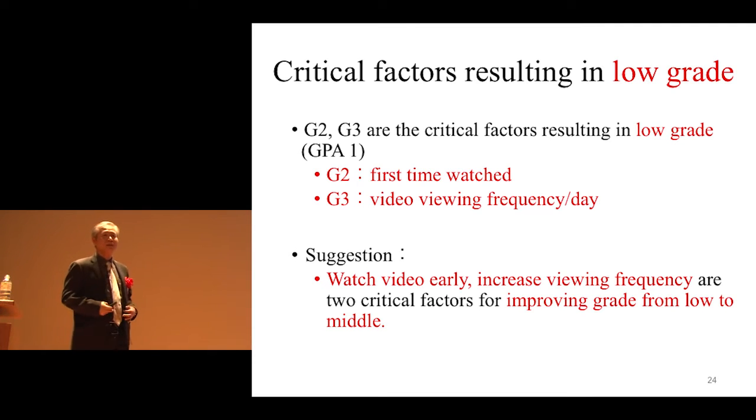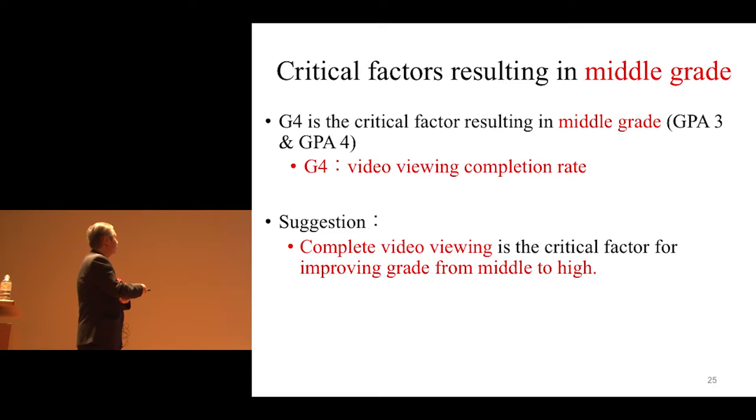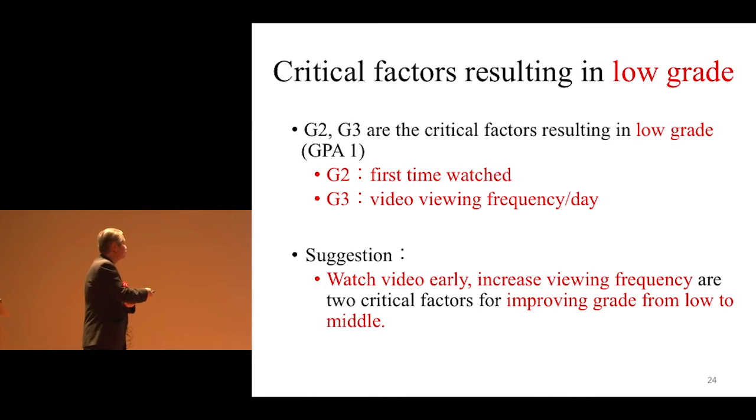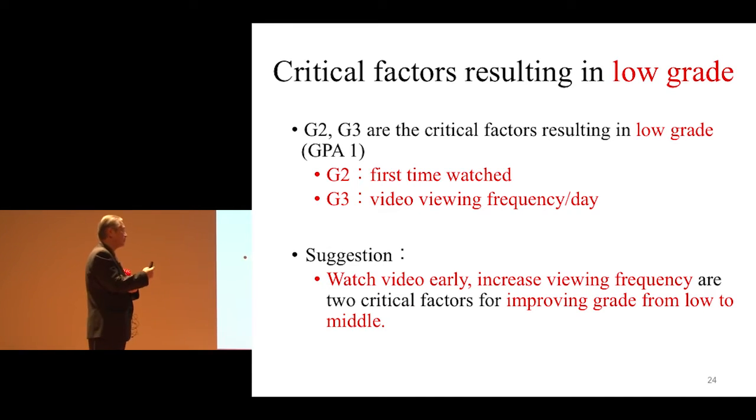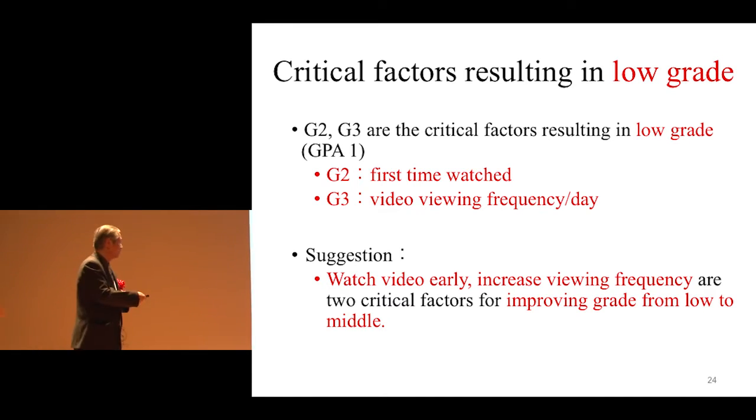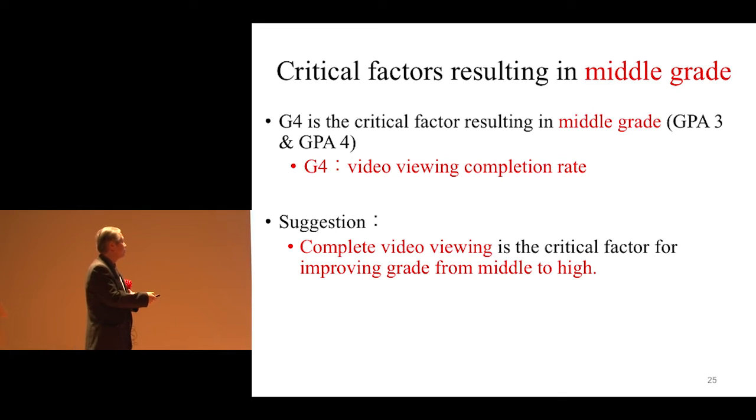So again, we put it in English. So what factor affects low grade? We found G2 and G3 are the critical factors resulting in low grade. G2 and G3 are the first time watch and video viewing frequencies. So our suggestion is, in order to improve students from low to middle, students need to watch video early and increase video frequency.